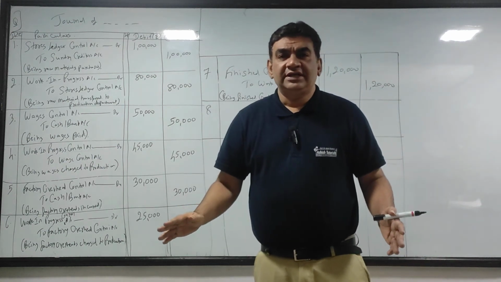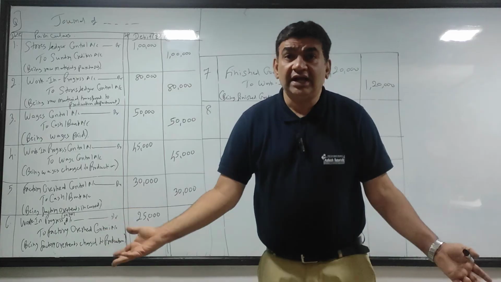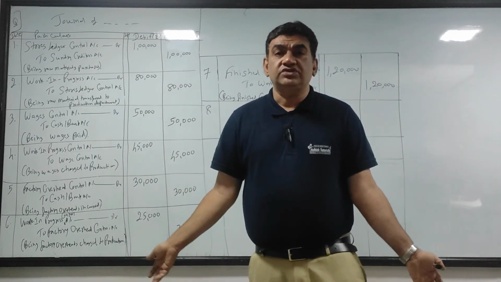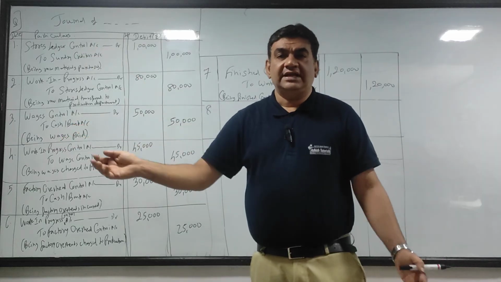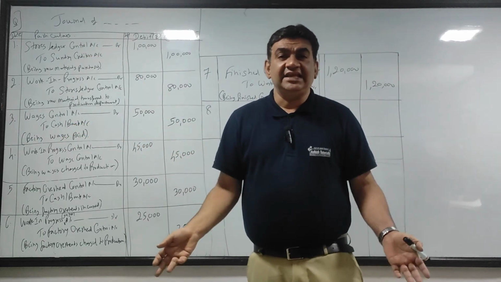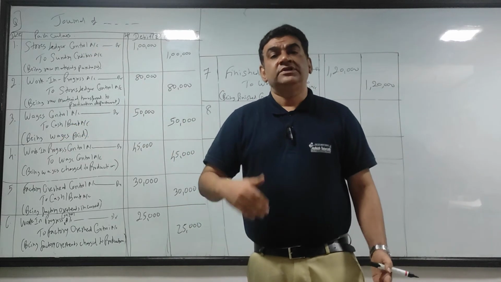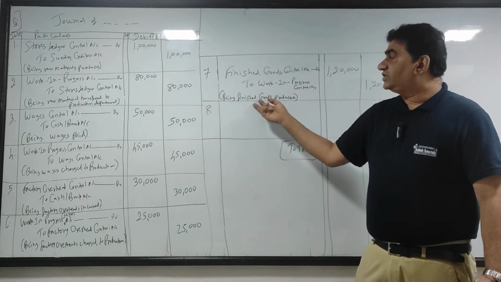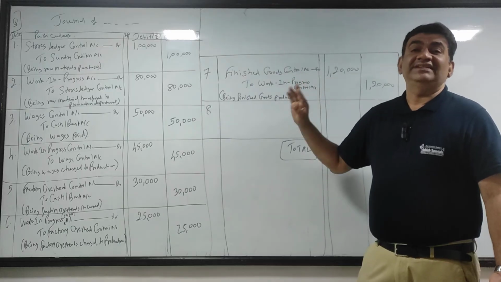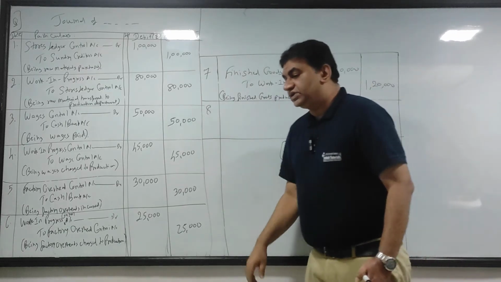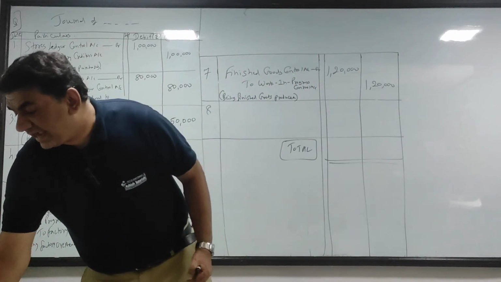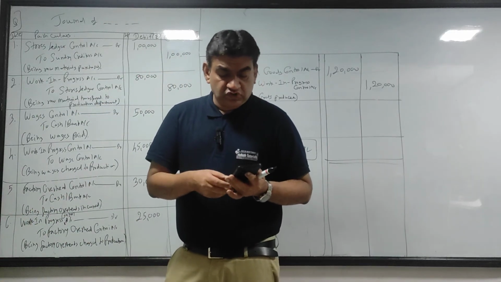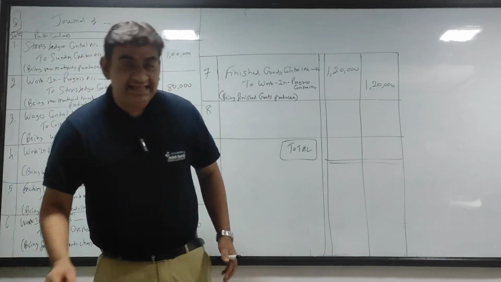नाउ फिनिश गुड्स प्रोड्यूस क्यों कर रहा हूं मैं? Why I am producing finished goods? Because मुझे बेचना है. जब तक मेरे पास फिनिश गुड्स है ही नहीं तो मैं बेचूंगा क्या? So that is the reason. Now after creating finished goods, now I will sell it. Okay, so now see the final and the last transaction. What it says: cost of finished goods sold 1 lakh.